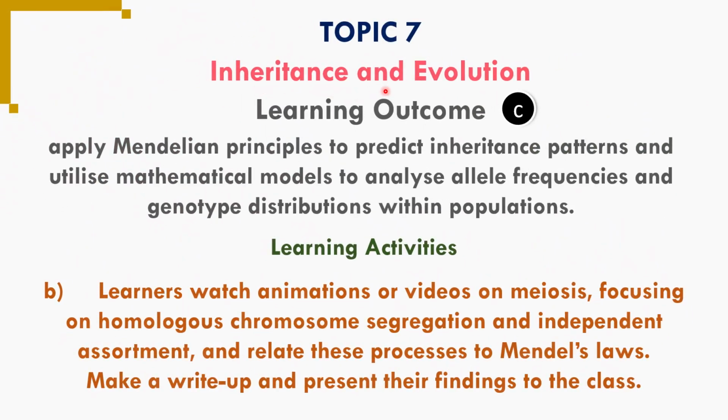Thank you for participating in Inheritance and Evolution, Learning Outcome C: applying Mendelian principles to predict inheritance patterns and utilizing mathematical models to analyze allele frequencies and genotype distribution within populations. We have been looking at learning activity B: learners watch an animation or a video on meiosis, focusing on homologous chromosome segregation and independent assortment, and relate this process to Mendel's laws. Make a write-up and present their findings to the class.